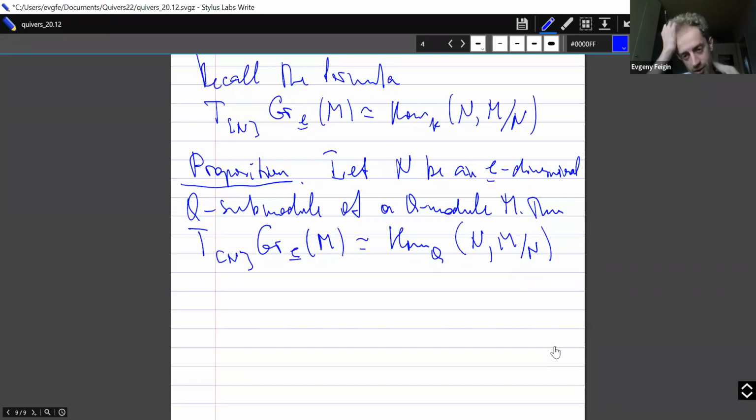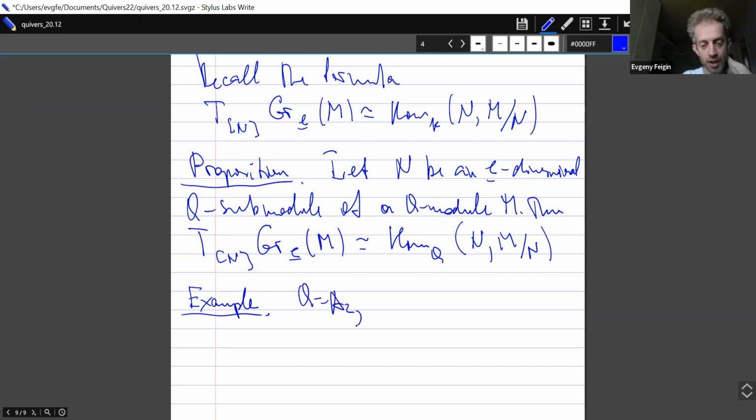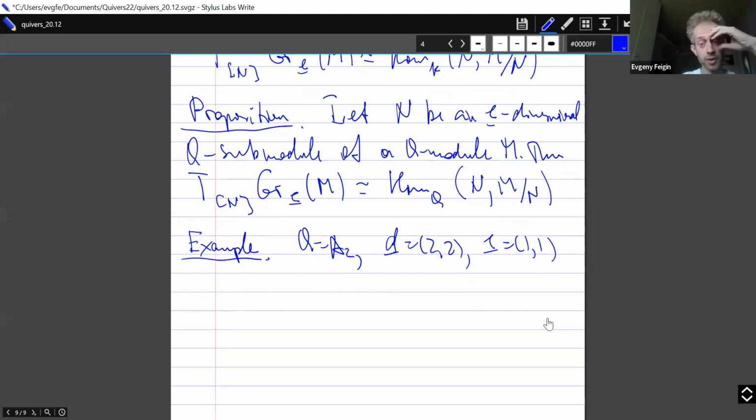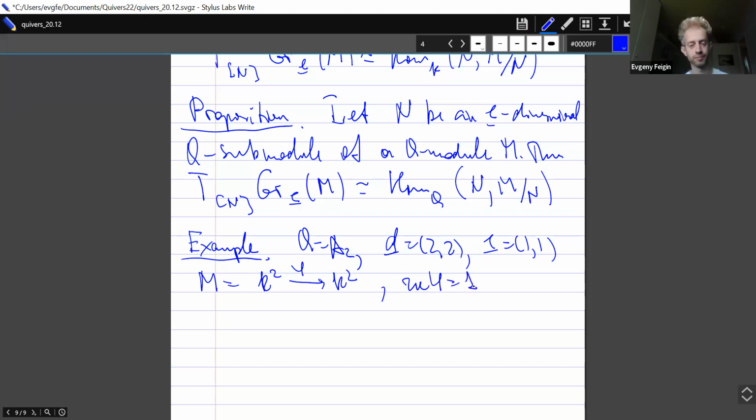Well, for example, let us do one example here. So suppose we have our favorite A2, and d is (2,2) and e is (1,1). So let us work out the case. Assume that M is a map phi from K^2 to K^2, and the rank of phi is 1. Let's even do very concrete things. So let M_phi be just the matrix 1, 0, 0, 0. Okay, just a very concrete matrix.